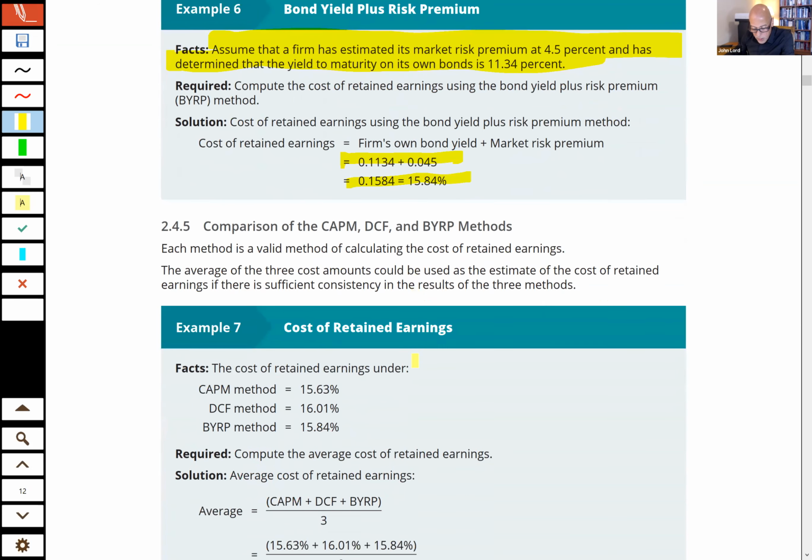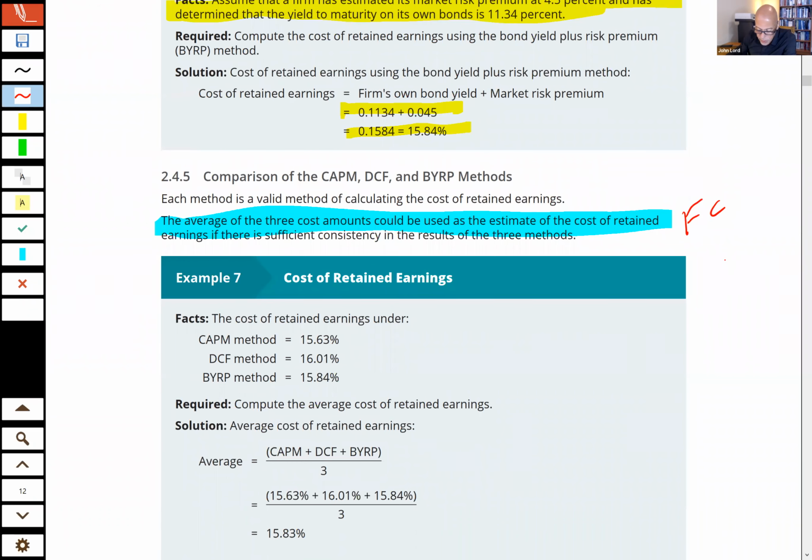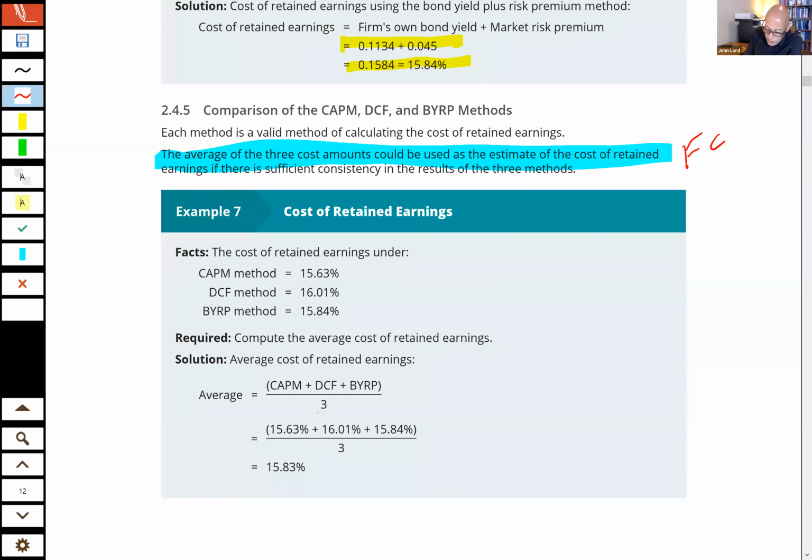Okay, good. Now, what they tell us here is, no one of these is king. Again, I like the CAPM, but God doesn't come down and say you really should use the CAPM all the time. So what you could do is use all three methods and then average them. Since there are three different methods, you would divide by 3 to get the average of the three, and they just use the numbers from our problems here. So that's fine too. Okay, any questions?